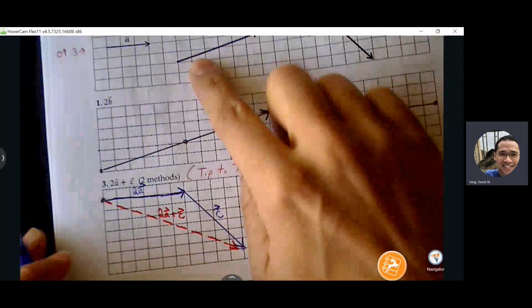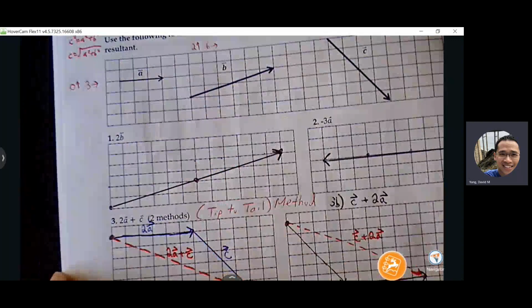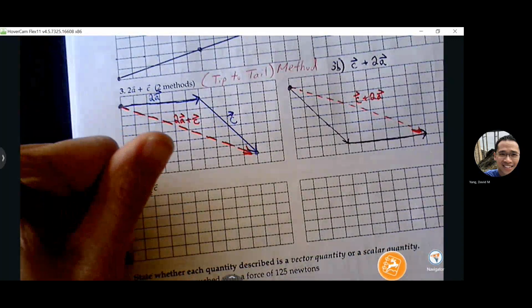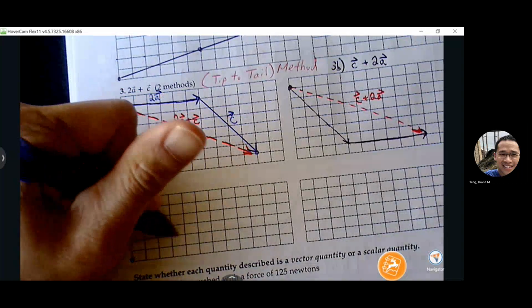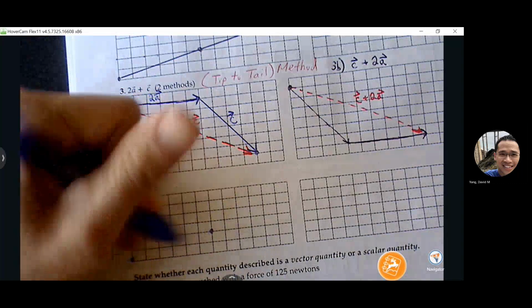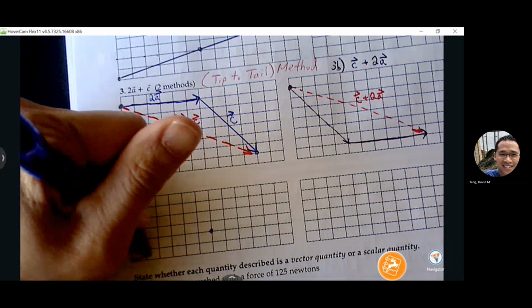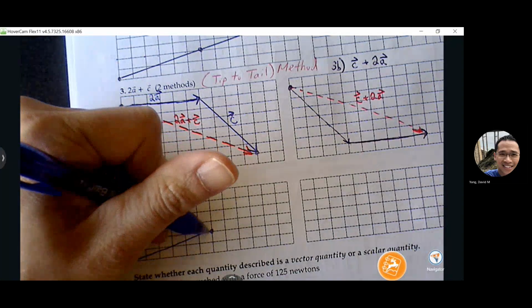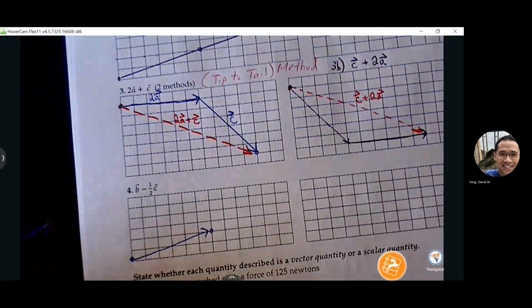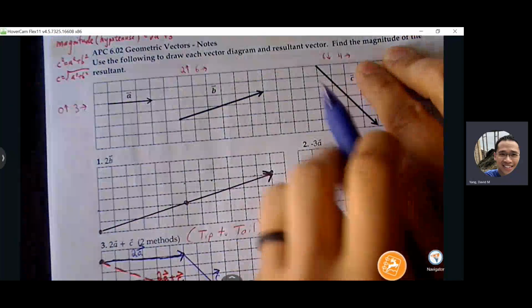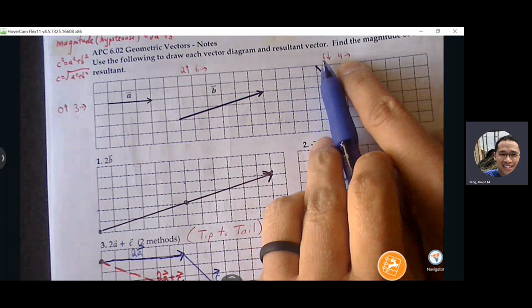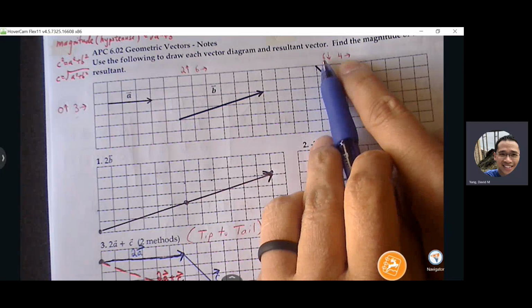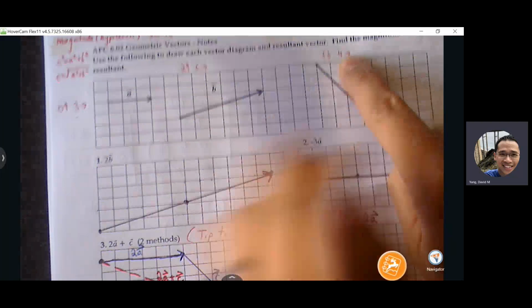Right, but B is normal, so up to the right 6. And then 1/2 of C: instead of going 6 down and 4 to the right, I'm going to go 3 up and 2 to the left.